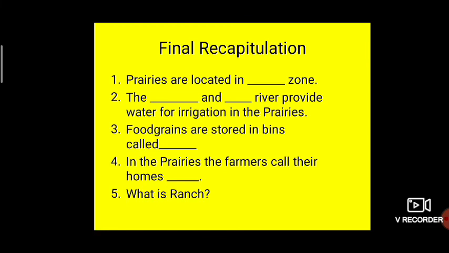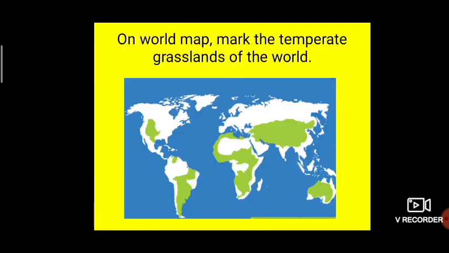Then in prairies, the farmers call their home what? In prairies, I told you that some of the farmers live on their farms only. So what do they call those homes? Next is, what is a ranch? This is your final recapitulation, students. There are other questions also given in your book, page number 42 and 43. You can try to solve your back exercise, think and answer also.